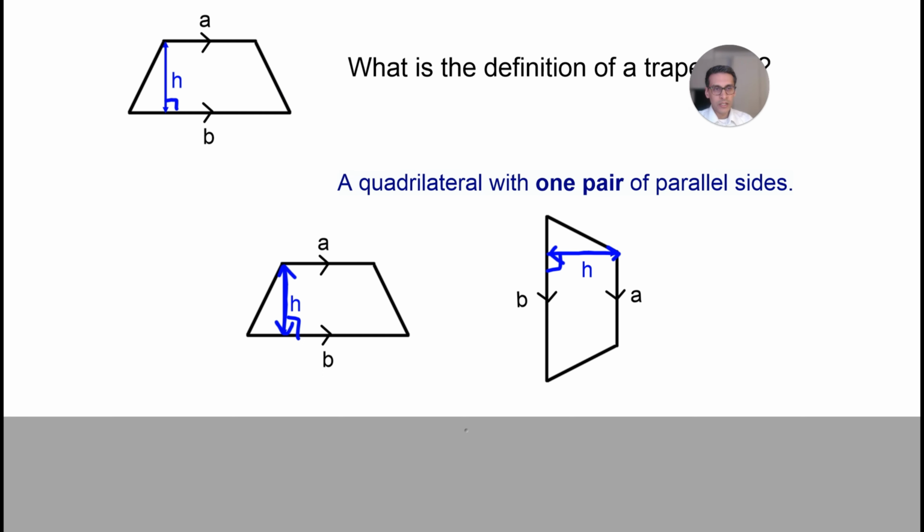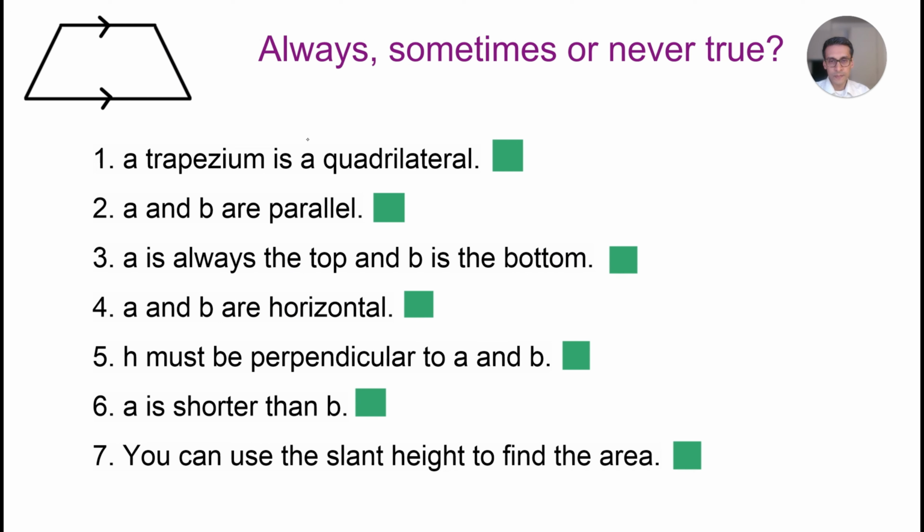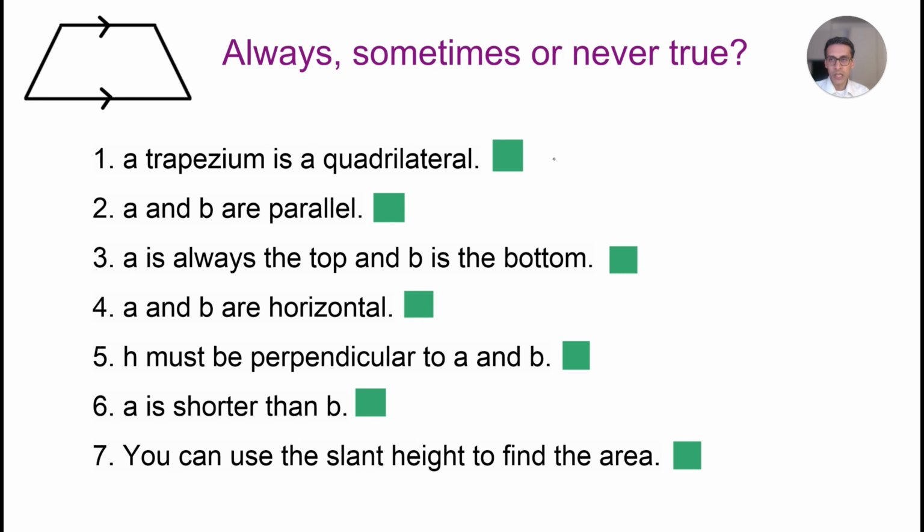So let's look at some properties of trapeziums. Pause the video and decide whether the following are always, sometimes, or never true. And then I'm going to go through it with you. Okay, so first of all, a trapezium is a quadrilateral. This always has to be true. A and B are parallel. This is always true. You do not label the other sides. A is always the top and B is always the bottom. Now, I mentioned to you that it doesn't matter which side is A and B. So sometimes it's true that A is the top and B is the bottom, but not always.